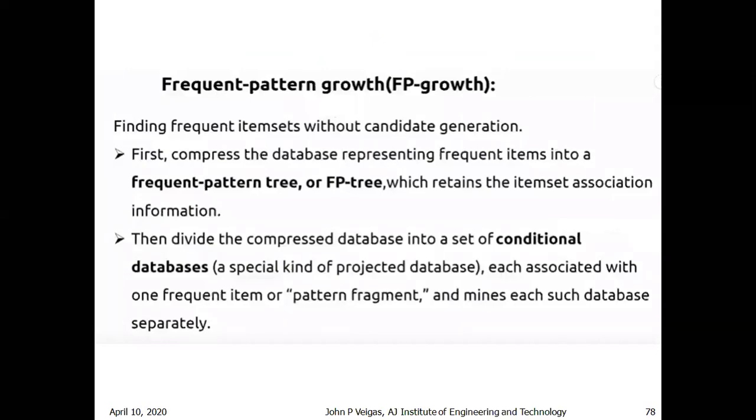First, compress the database representing frequent item sets into a frequent pattern tree, which is known as an FP tree, which retains the item set association information in tree format. Second, we make use of the compressed data and divide it into conditional databases, each associated with one frequent item or frequent pattern fragment, which is used to mine the database separately.